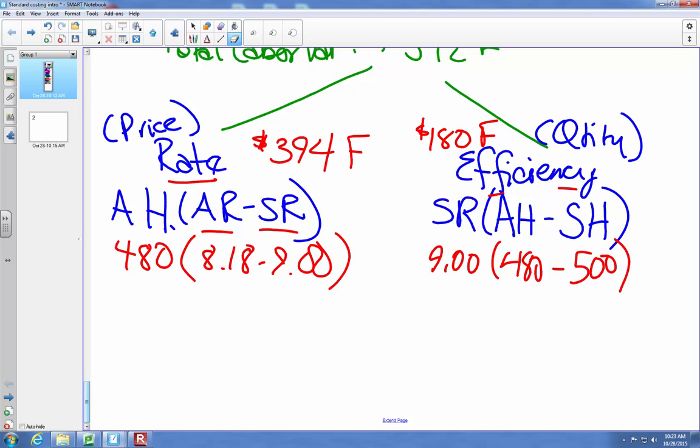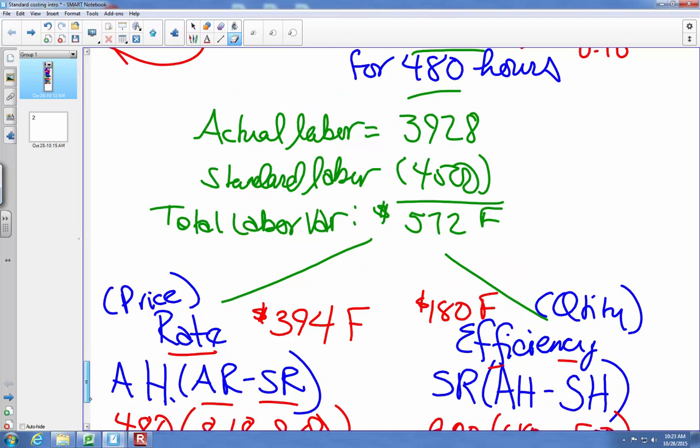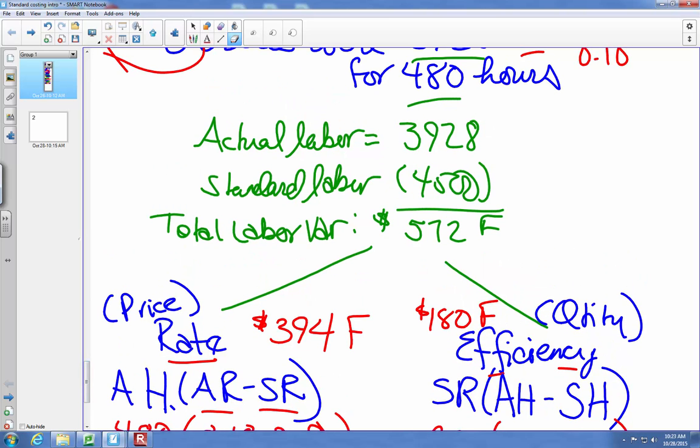So now, if the stars align, 394 and 180 should both be going the same way, and should come to 572. We have a $2 rounding error, that's fine. If you're off by less than 1%, that's rounding. We're not going to go to pennies. What does this tell me? What does this picture tell me?